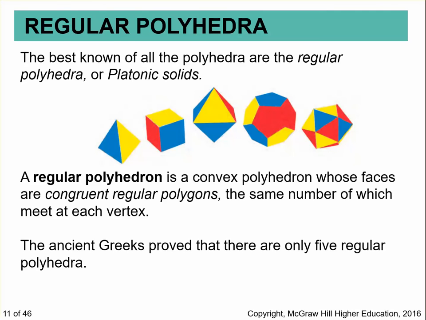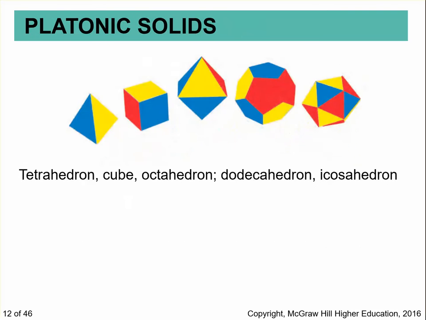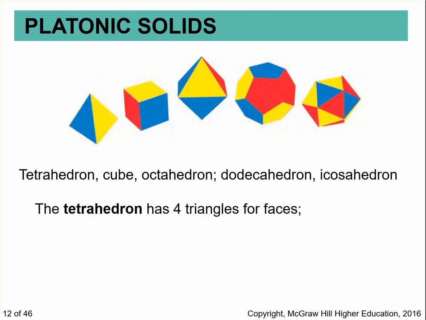The ancient Greeks proved that there are only 5 regular polyhedra: tetrahedron, cube, octahedron, dodecahedron, and icosahedron. So those are the only 5 that you can have.